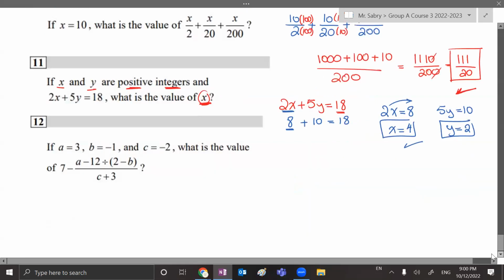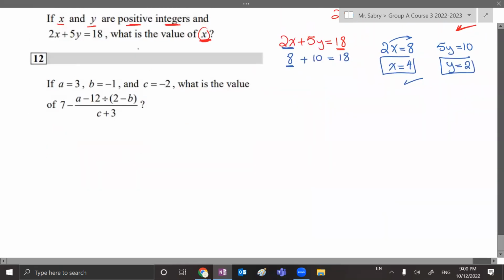If you check 12, the last one I have is A equals 3, B negative 1, and C, just substitute. So on a calculator I'll put 3 instead of A, negative 1 instead of B, and negative 2 instead of C, and put this on a calculator. It will give you the answer.